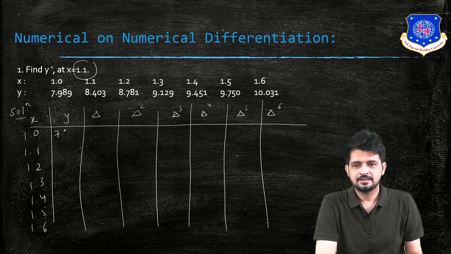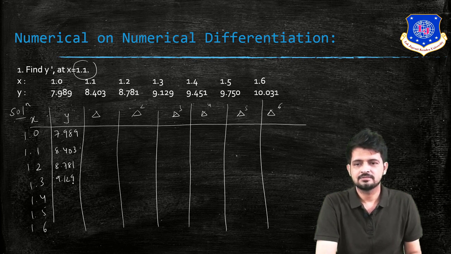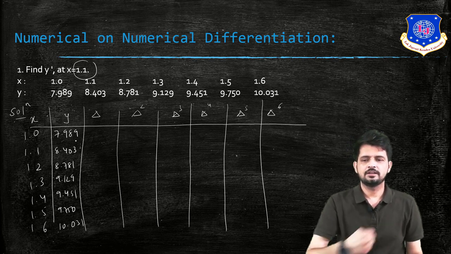Then let us write the values of y: 7.989, 8.403, 8.781, 9.129, 9.451, 9.750 and 10.031.